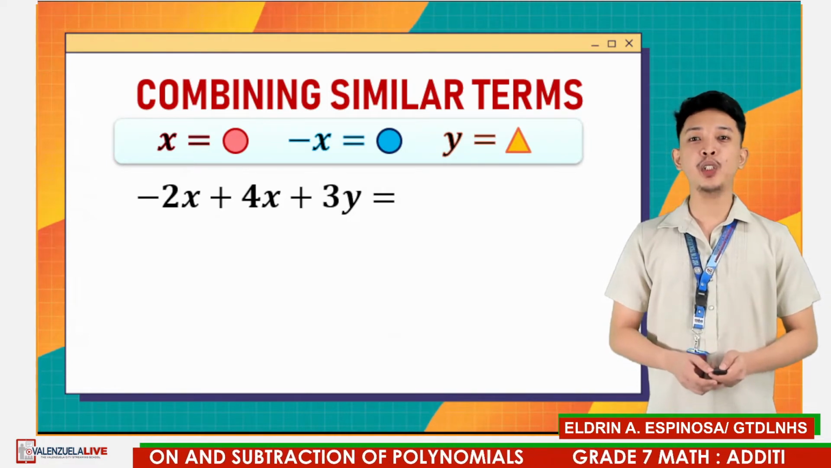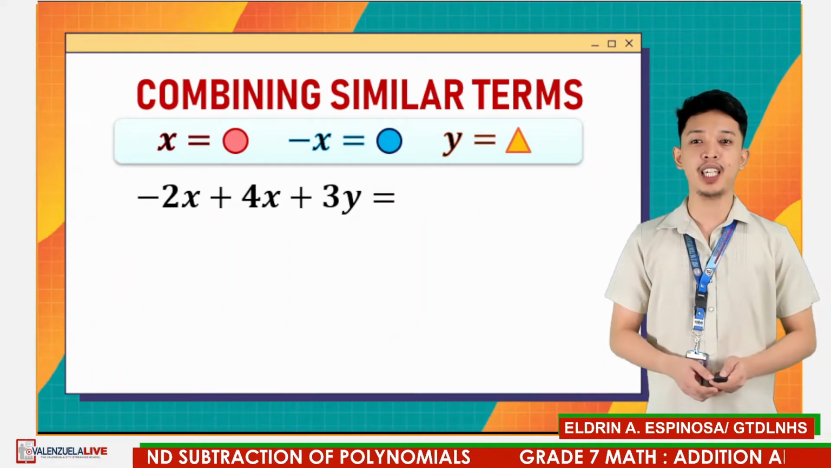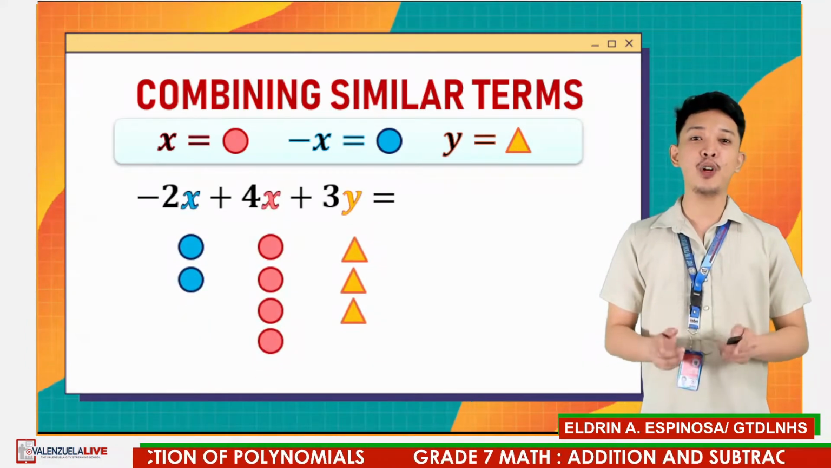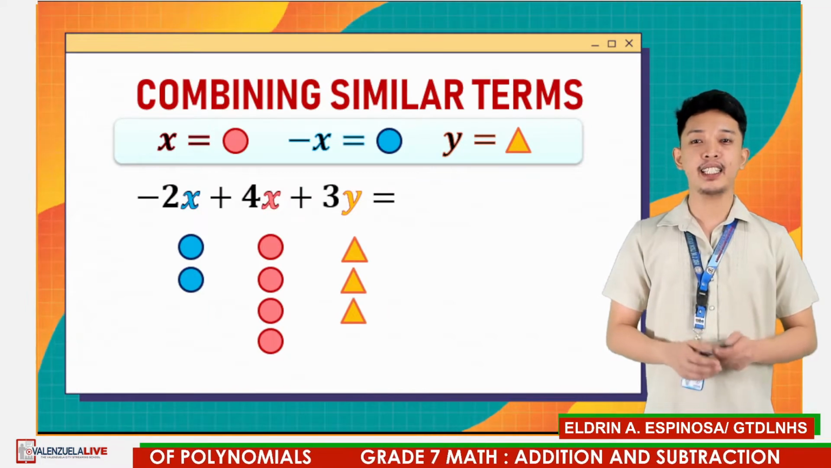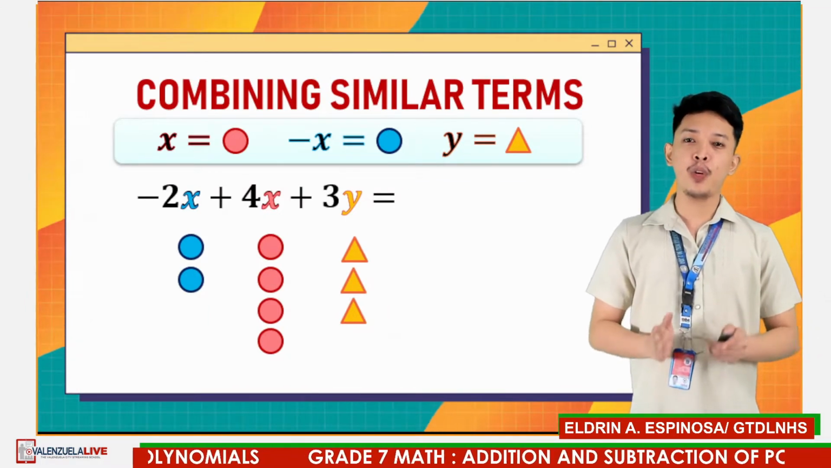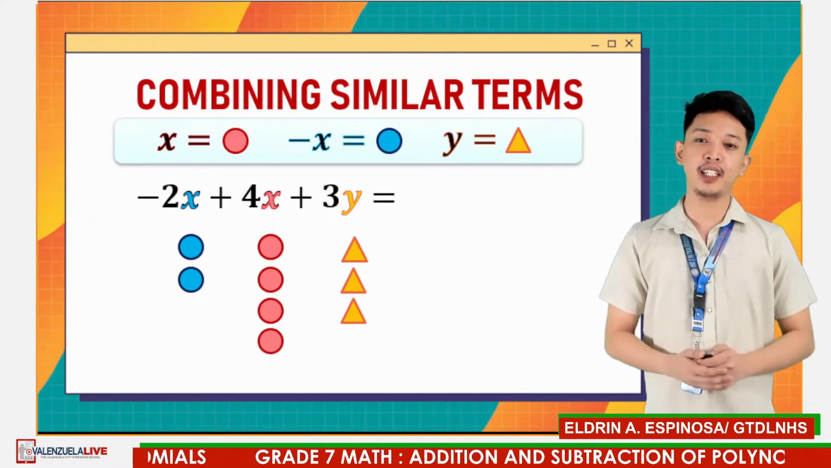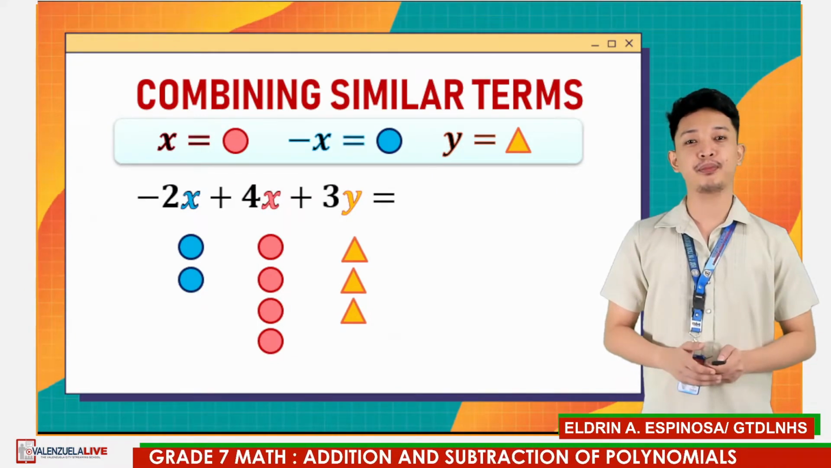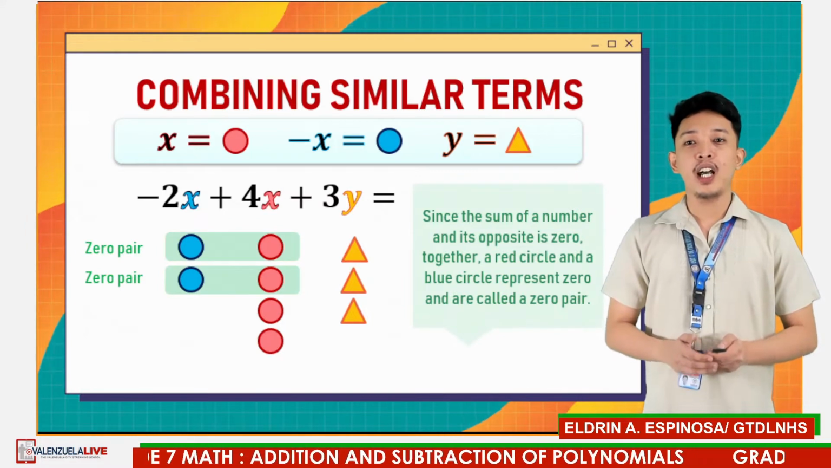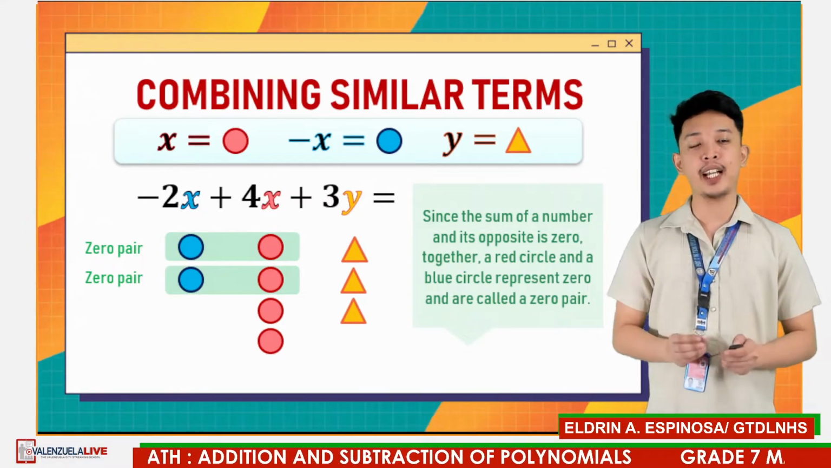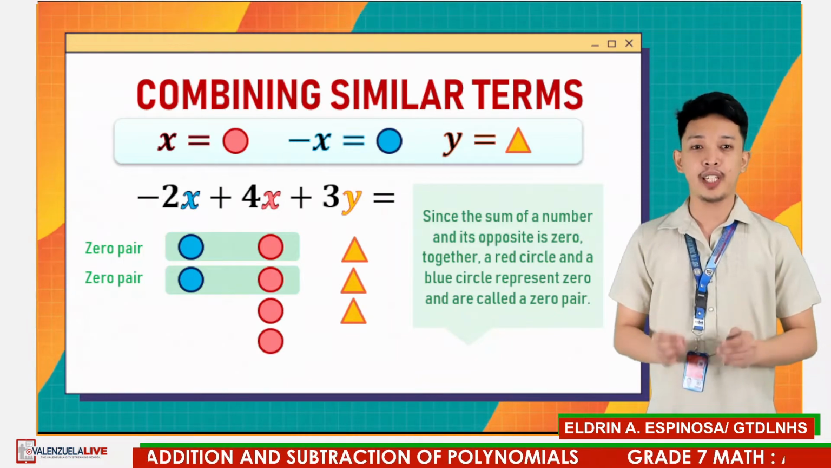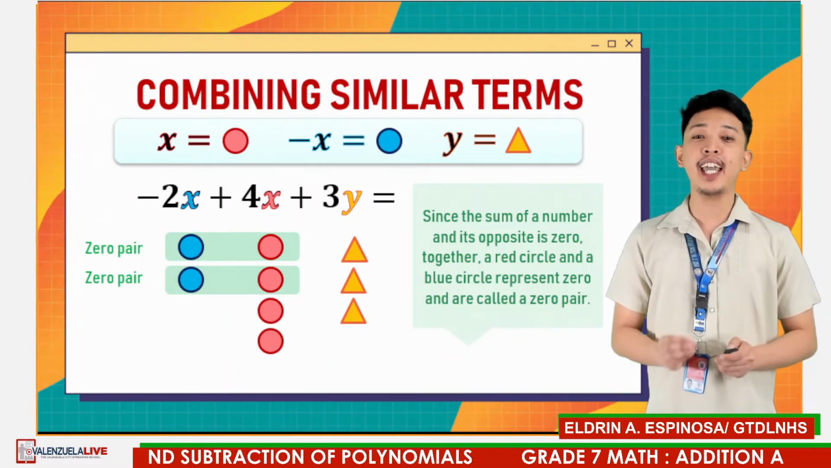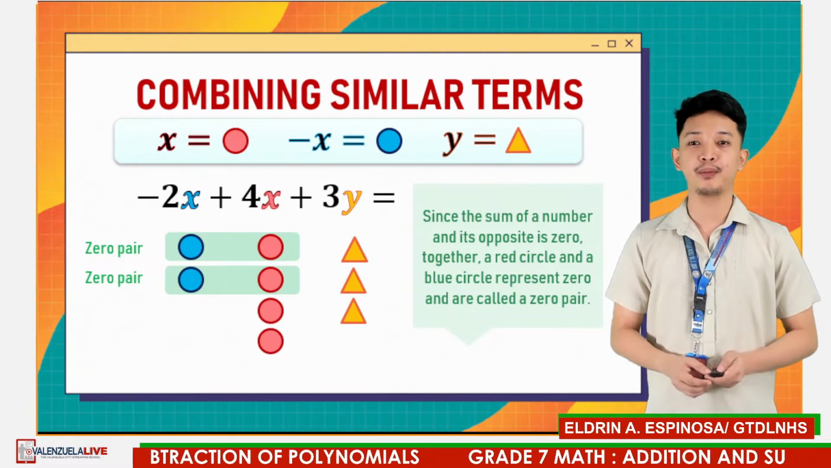First, we need to represent each term with the following shapes. So we will have 2 blue circles plus 4 red circles and 3 triangles. Next, we must group the similar shape together if possible and remove pairs that is equal to 0. Take note, since the sum of a number and its opposite is 0, together, a red circle and a blue circle represent 0 and are called a 0 pair.